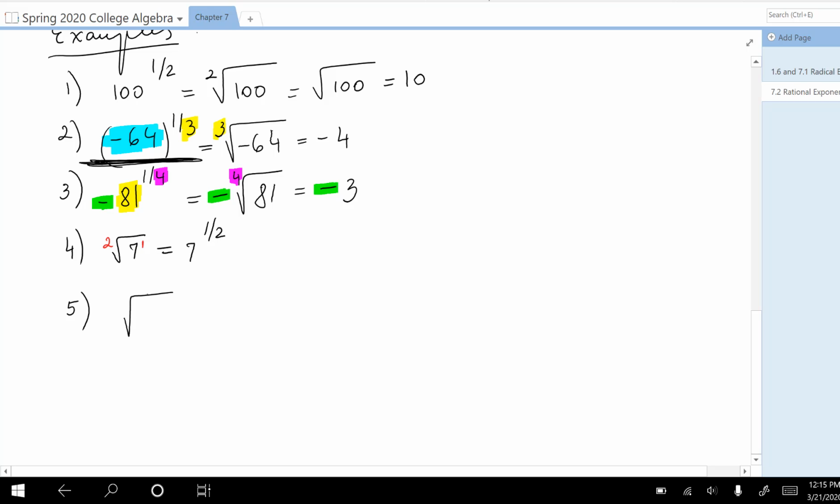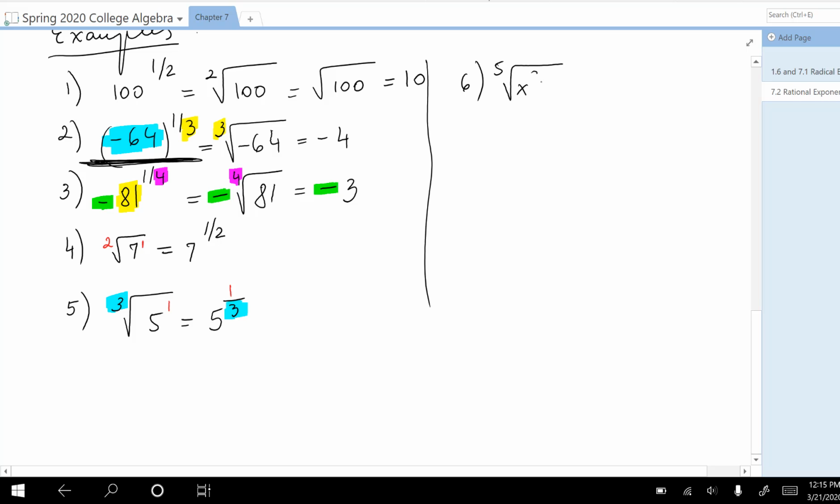5. 3rd root of 5, the same thing. Here it is to the first power. So it's going to be 5 to 1 over, you can pause it and you can do your own, 3, because the index and the denominator are the same. Another one, 6.